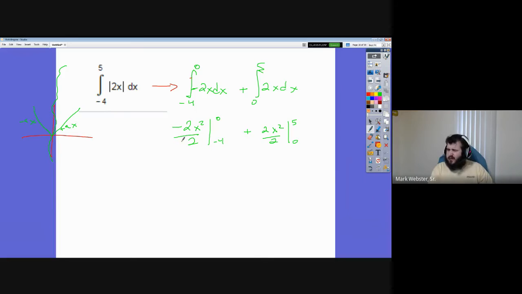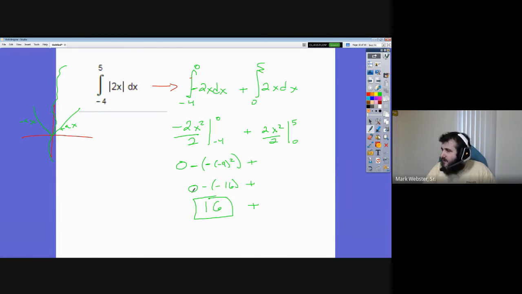Well, when we plug in 0, we know that's going to be 0. And these 2's cancel out, so we're left with negative -4 squared. So -4 squared is positive 16. This one cancels out, so we're left with these two, and then these two negative signs cancel out. So this part's 16.